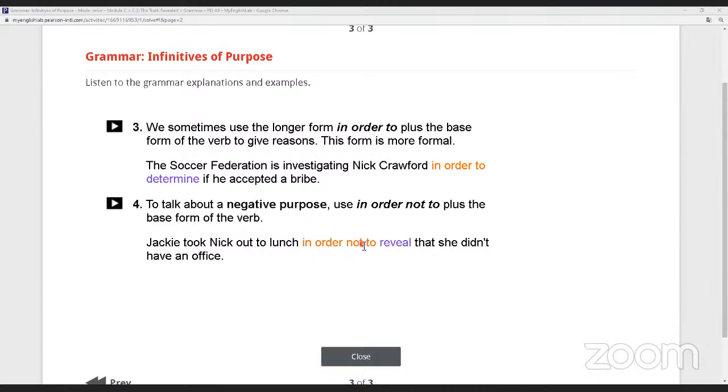Remember, if you want to change it only in spoken English, you need to change the whole structure, right? And if it's necessary, we are going to use the auxiliary. Let's try: Jackie took Nick out to lunch not to reveal. You can do it that way, not to reveal, but it is kind of informal, so it depends on the context. Don't forget that part. As I told you, I would recommend using it directly, in order to.